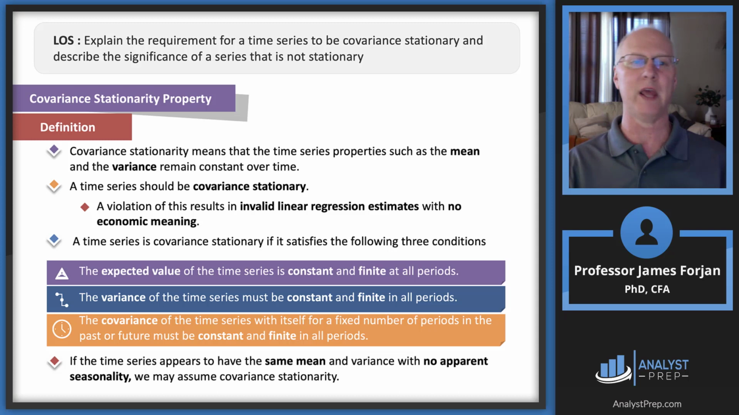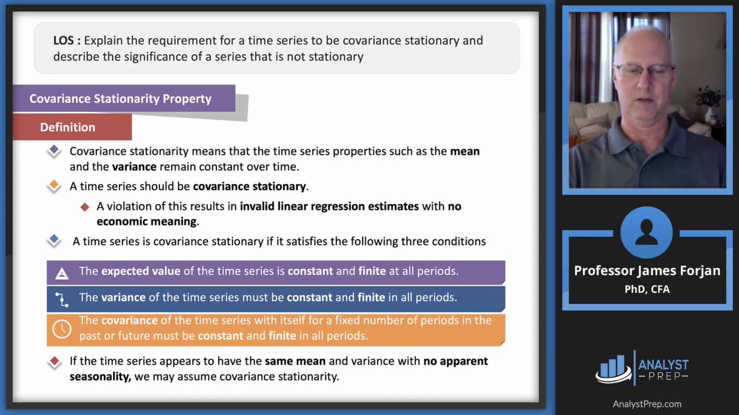So we come up with this new name, covariance stationarity property. All right, you ready for this? A covariance stationary property means that the time series properties, such as the mean and variance, are constant over time. All right, so look at the purple box in the middle. Expected value of the time series is constant and finite. The variance of the time series is constant and finite. And the covariance must be constant and finite. So we've got these strict properties to be covariance stationary.